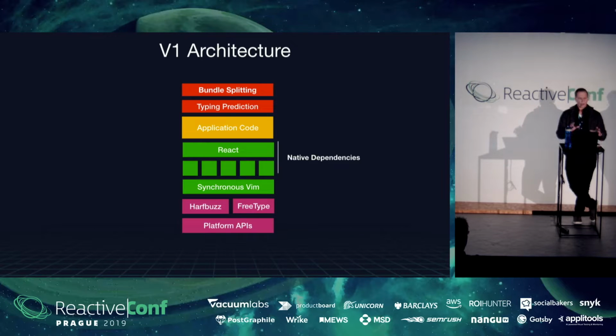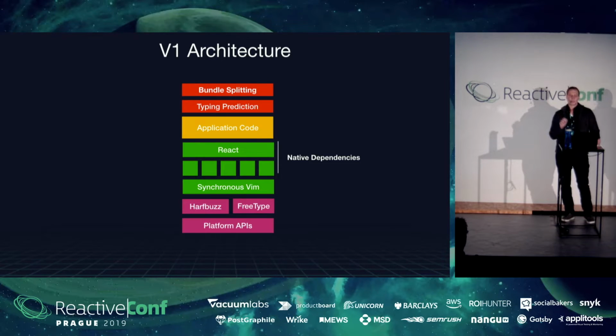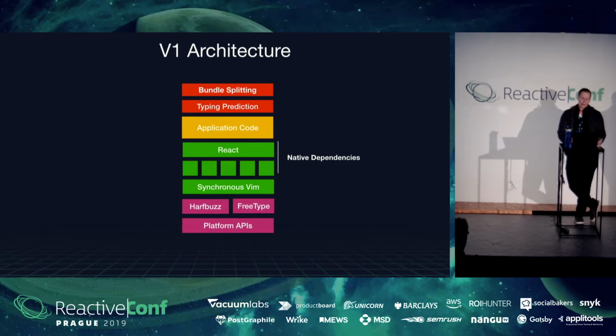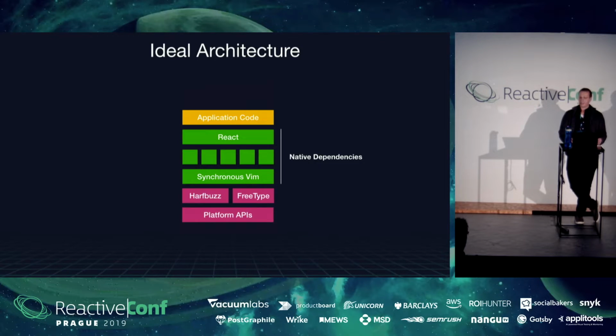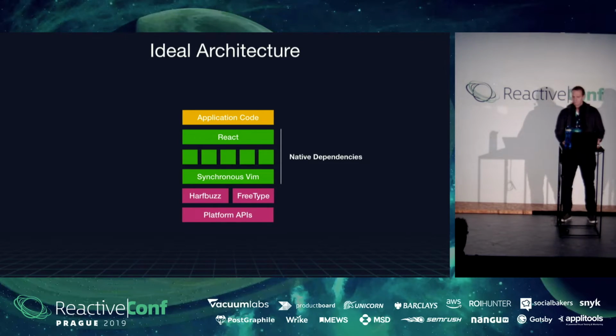I also wanted to switch our input handling to be synchronous. So when you press a key, we can render as quickly as possible. Remove asynchronicity from the path of pressing a key to rendering. And finally, I wanted to find a way to not have that accidental complexity, those extra features on the top of the stack. So I kind of came up with what my ideal stack could be.